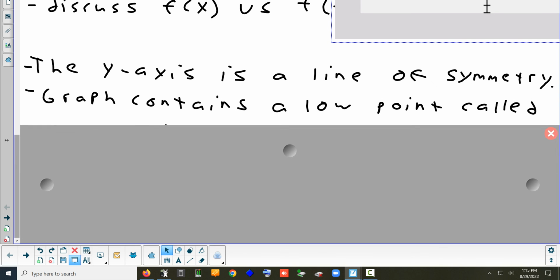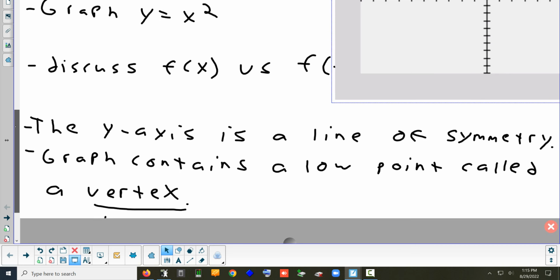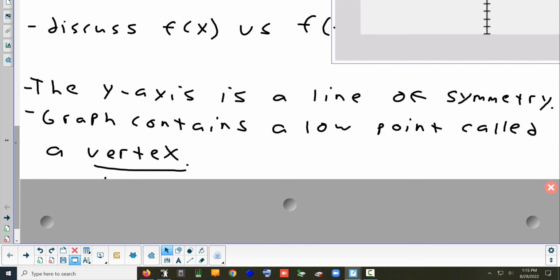I was going to ask you, but I already showed you. The low point in a parabola is called the vertex. It could also be the high point if you flip it. That's also a vertex.